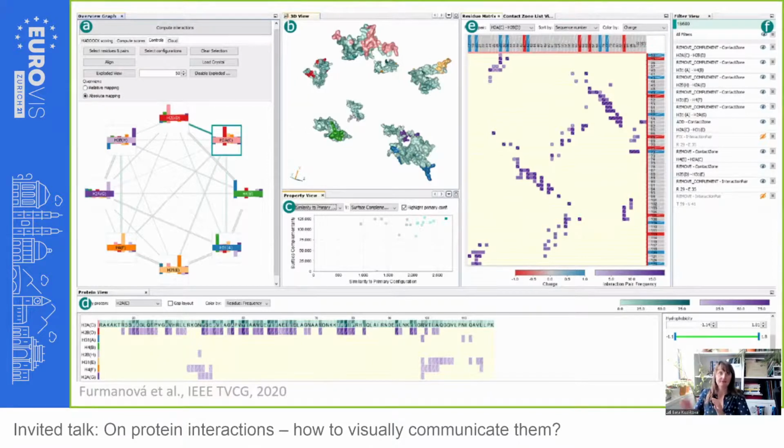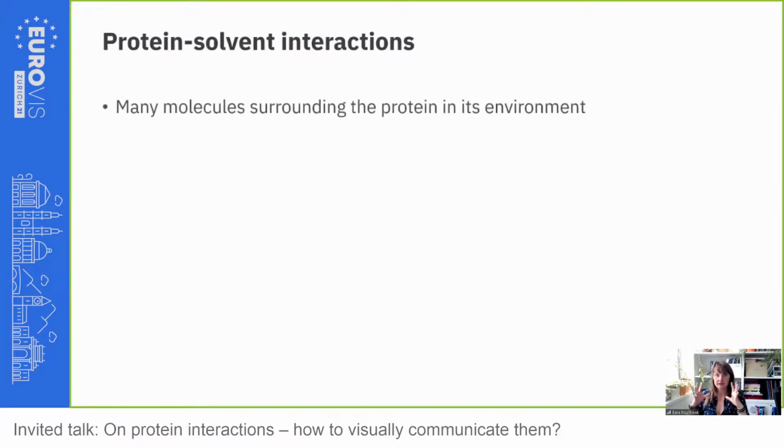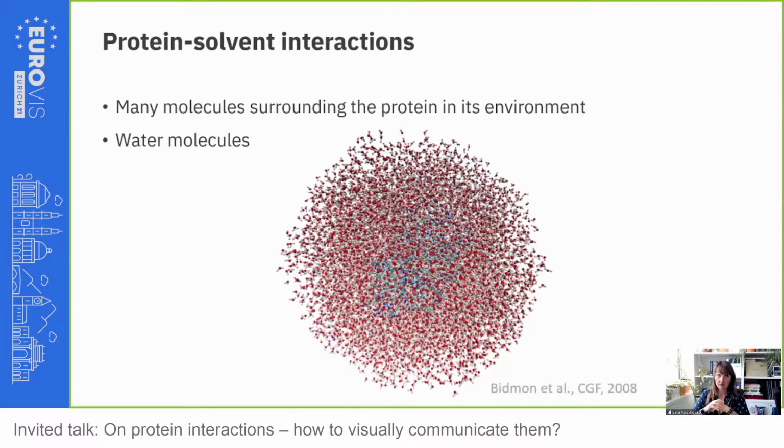And now I will quickly jump to the third category, which will be about protein-solvent interactions. And basically, what I mean by solvent here is the environment where the protein actually lives. So it's not in vacuum, it's surrounded by some other small molecules, and usually we are talking about water molecules. So we can, from the simulations, get quite easily an example like this.